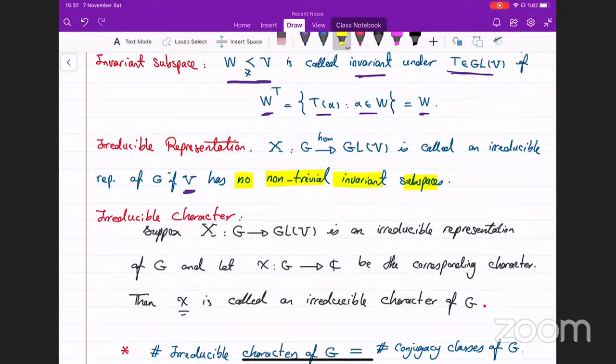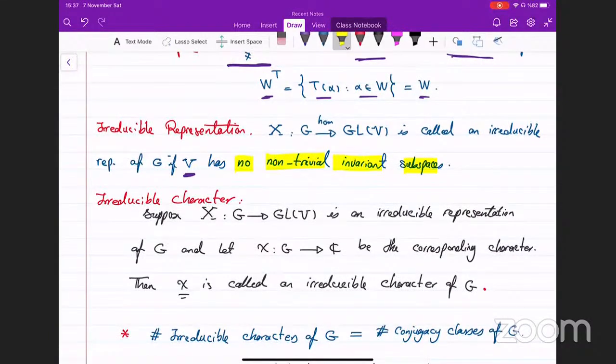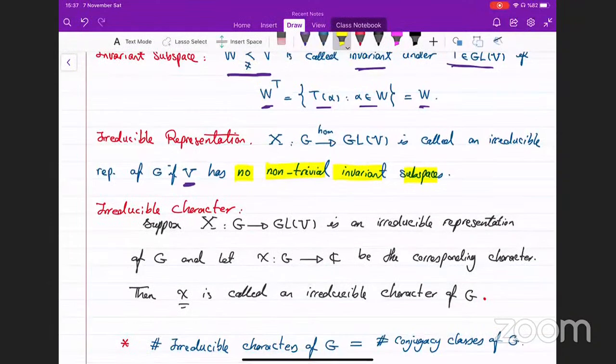So it means you cannot find any except the zero space, which is always invariant, and the vector space V itself, which is also always invariant. These are called trivial invariant subspaces. Except these two, you cannot find any other invariant subspace of V.